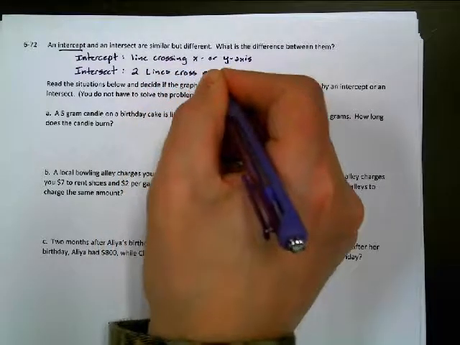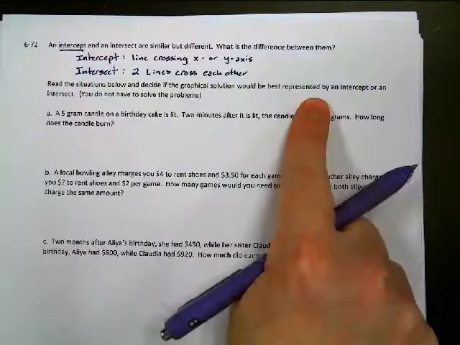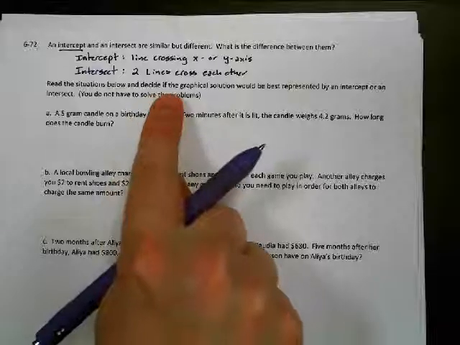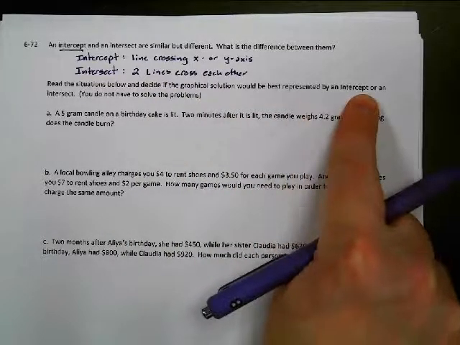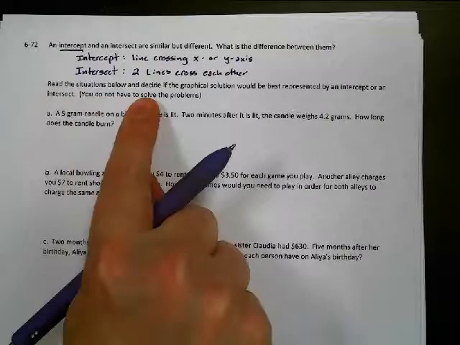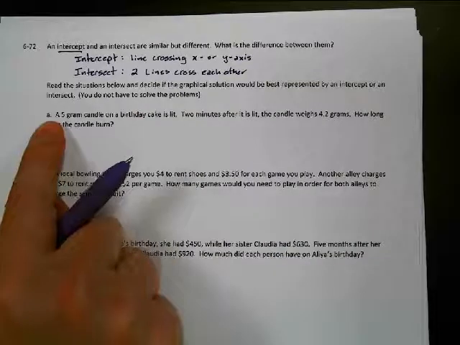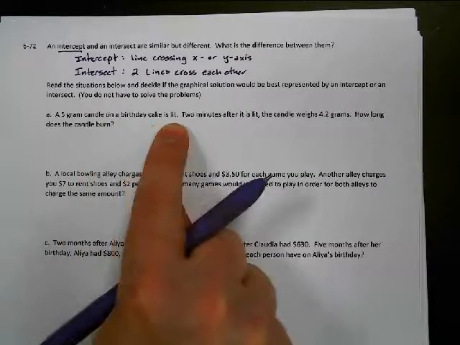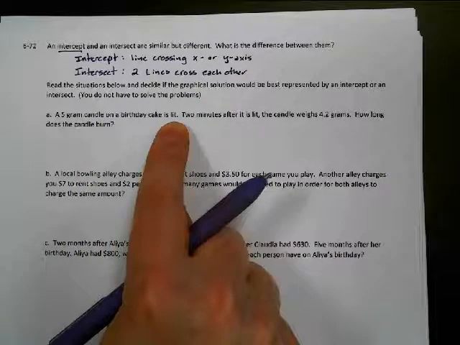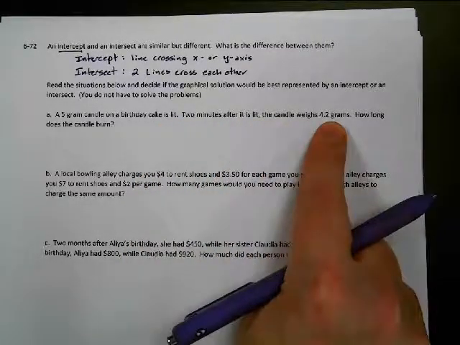All right, we're going to read the situation and decide if the graph would best be represented by an intercept or an intersect. And it says we don't actually have to solve these problems. We don't really have to graph them either. Okay, so here I've got a 5-gram candle on a birthday cake, and it's going to be lit. Okay, so the candle weighs 5 grams. Okay, that makes sense now. Okay, 2 minutes after it's lit, the candle weighs 4.2 grams. Okay, so we're losing weight from the candle because the wax is burning, okay, it's making sense.